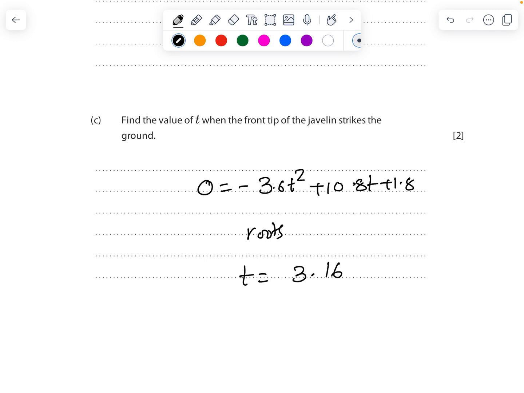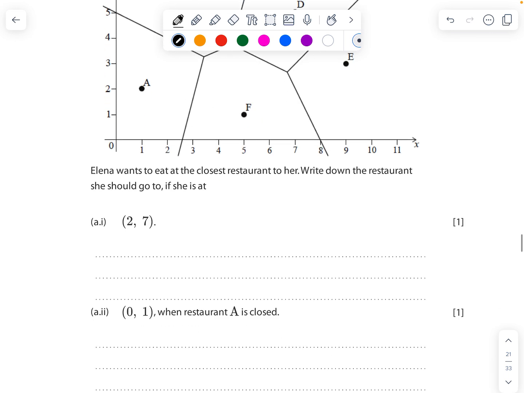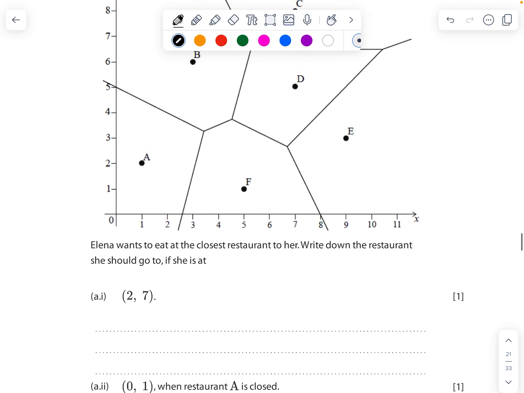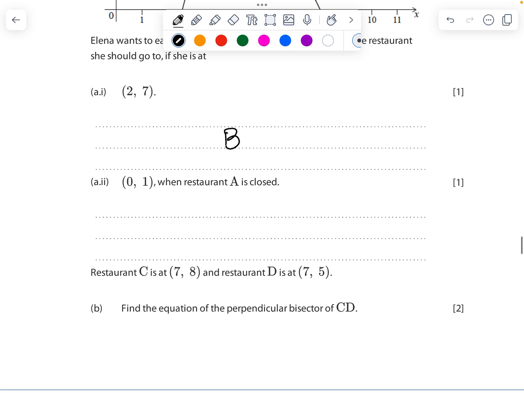Six restaurants are labeled. Edina wants to eat at the closest restaurant to her. Write down the restaurant she should go to if she is at A. So obviously it is B. Now when restaurant A is closed, so it is F. Then C and D are given.